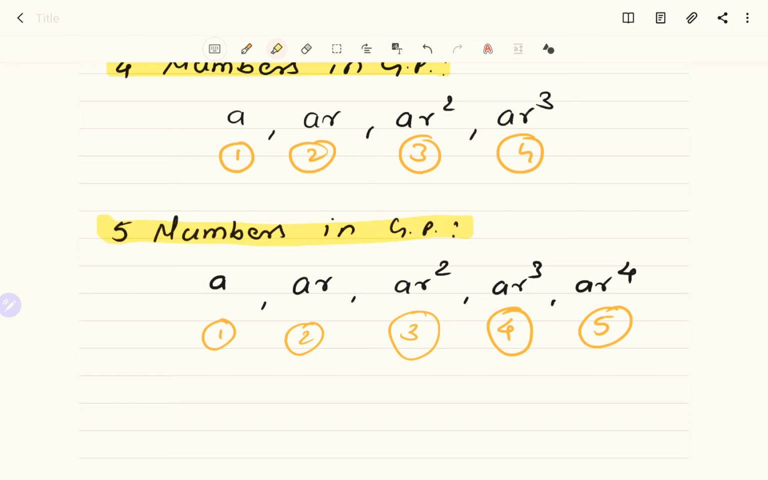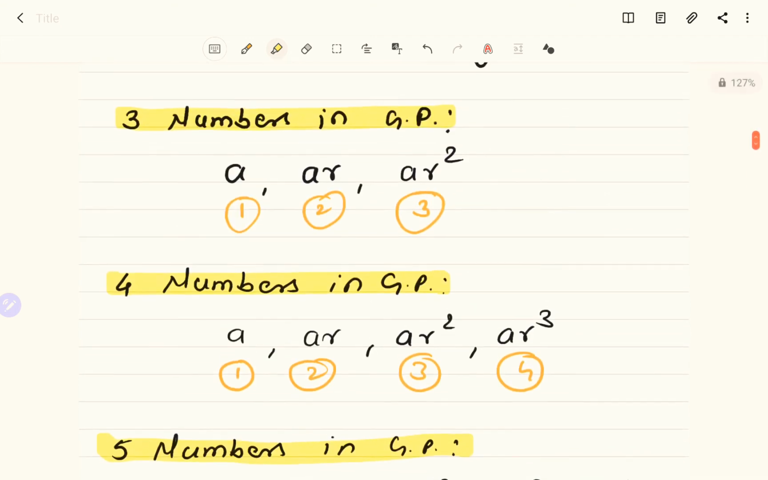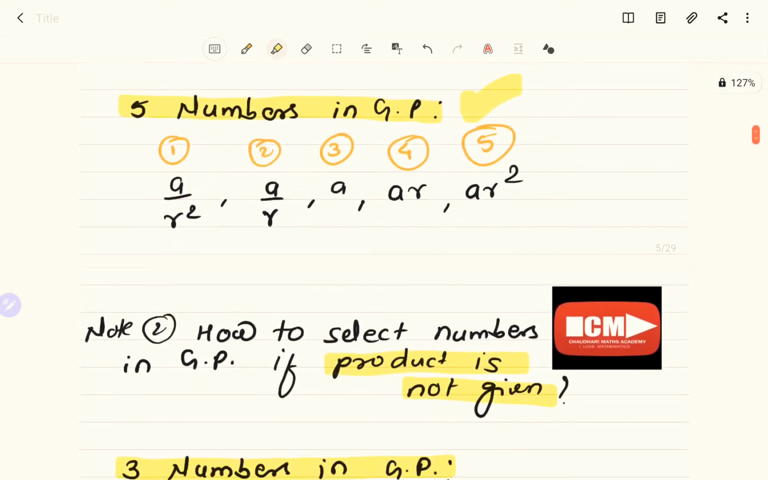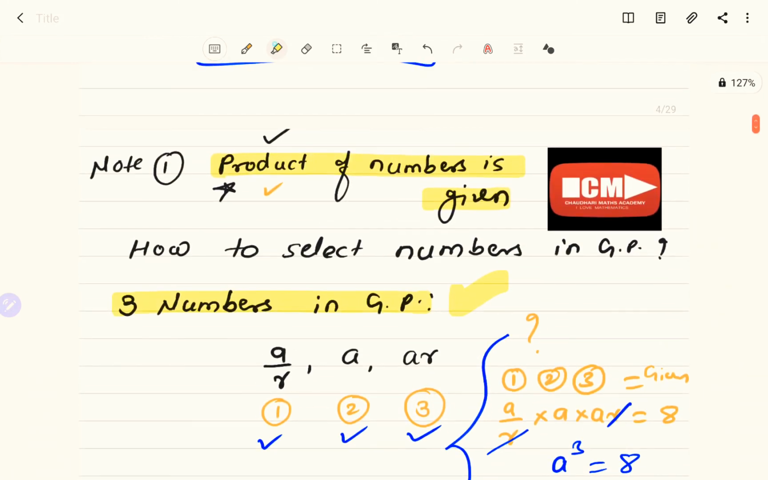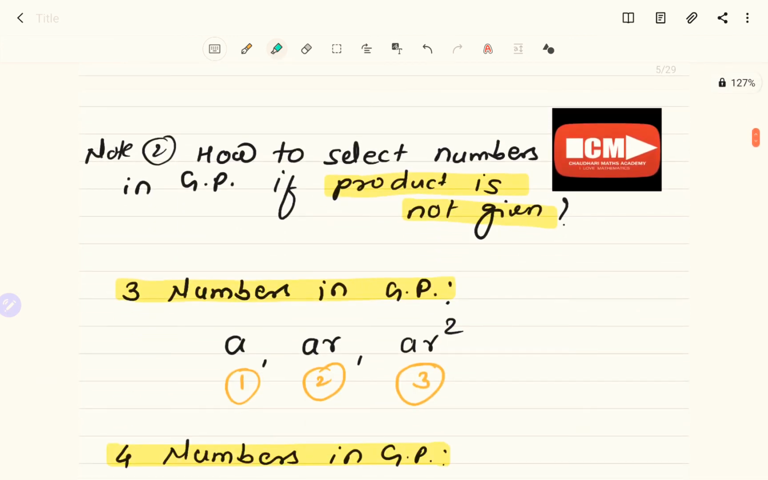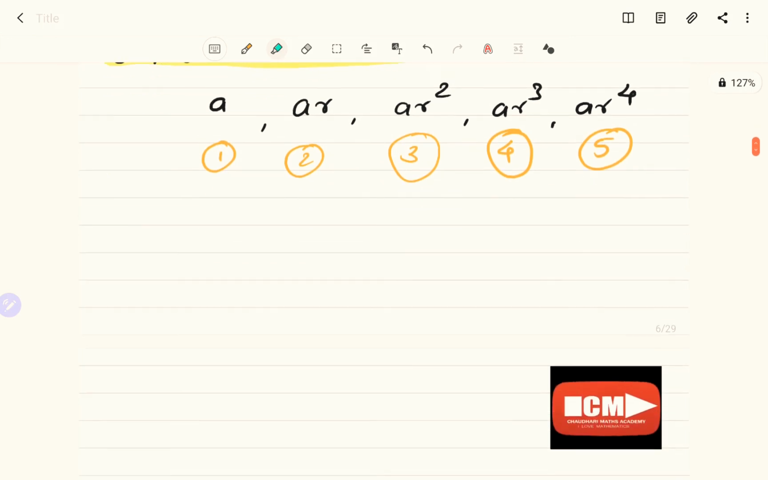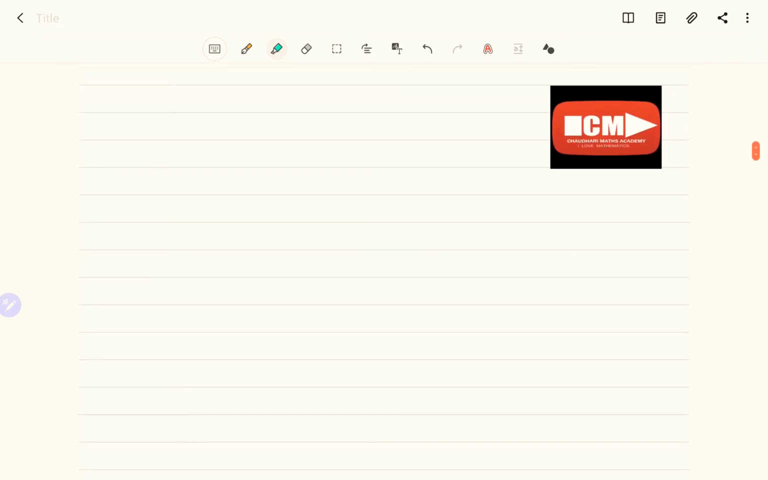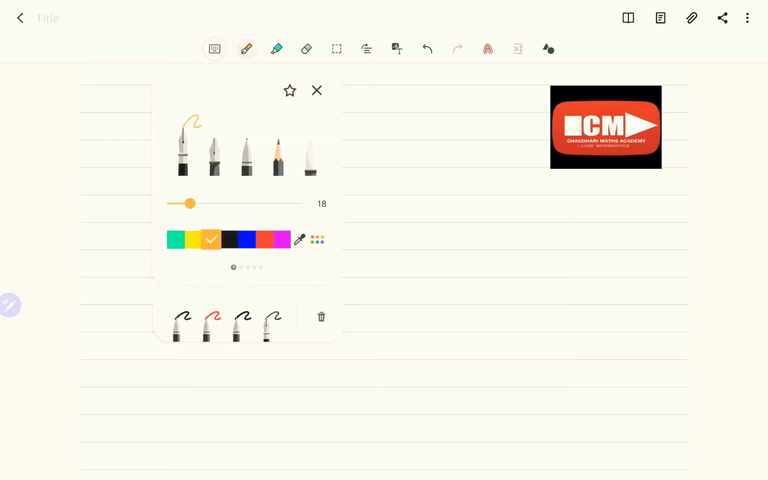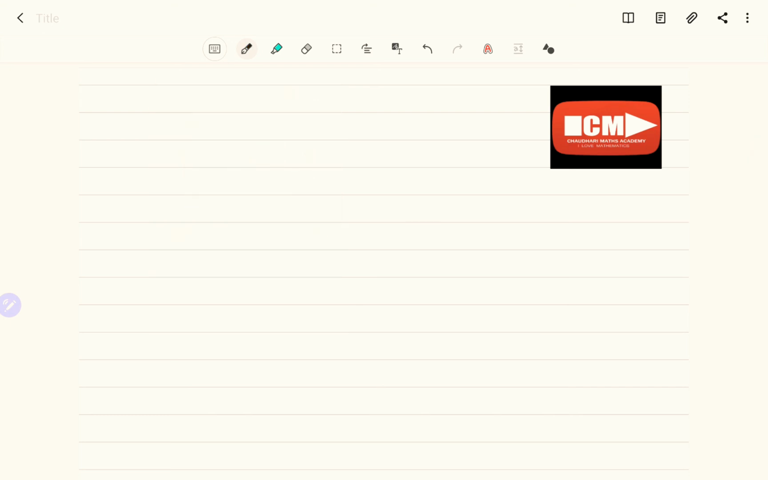So in an examination, or in a given problem, first of all, read carefully whether the product is given or not. I discussed both the cases here, so please observe note number 1 and note number 2. Note number 1 was all about the product of numbers being given, and note number 2 is all about the product of numbers not being given. On the basis of that, we selected 3 numbers, 4 numbers or 5 numbers of GP. These 2 notes will help you in solving problems on geometric progressions, right?